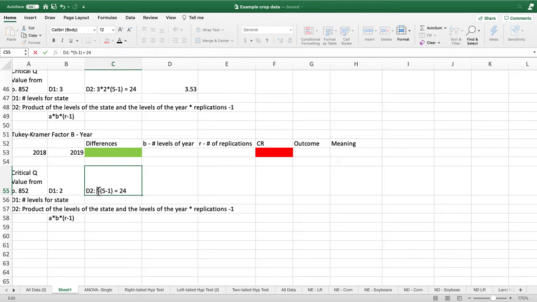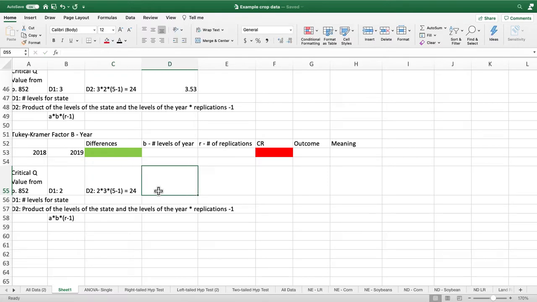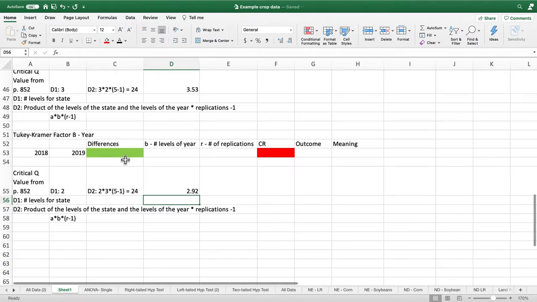So 2 times 3, 2 times 3 times 4 is still 24. So again, go to page 256 or 852, and you find that when we have level D1 as 2, and then 24, it should be 2.92. All right, so let's fill this in.